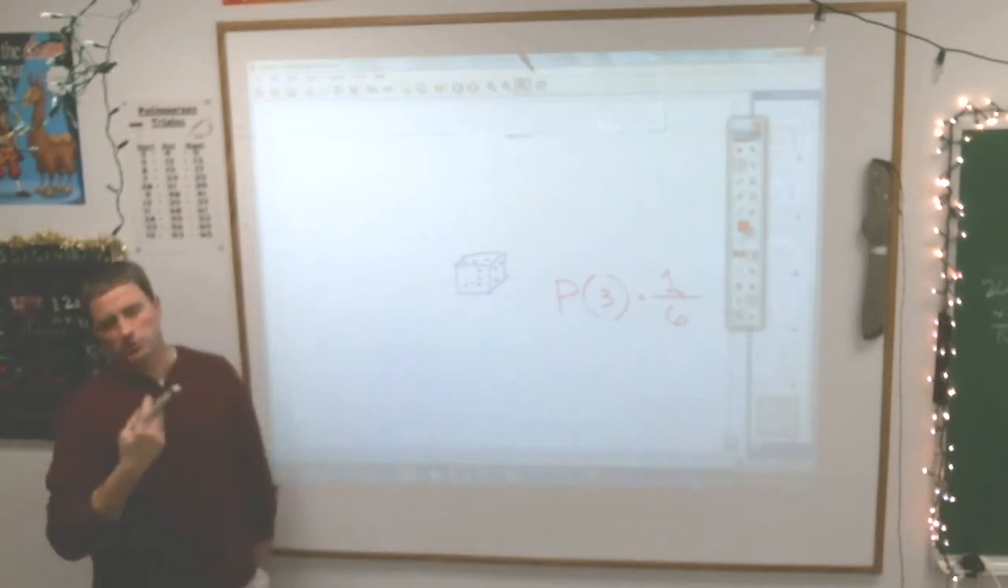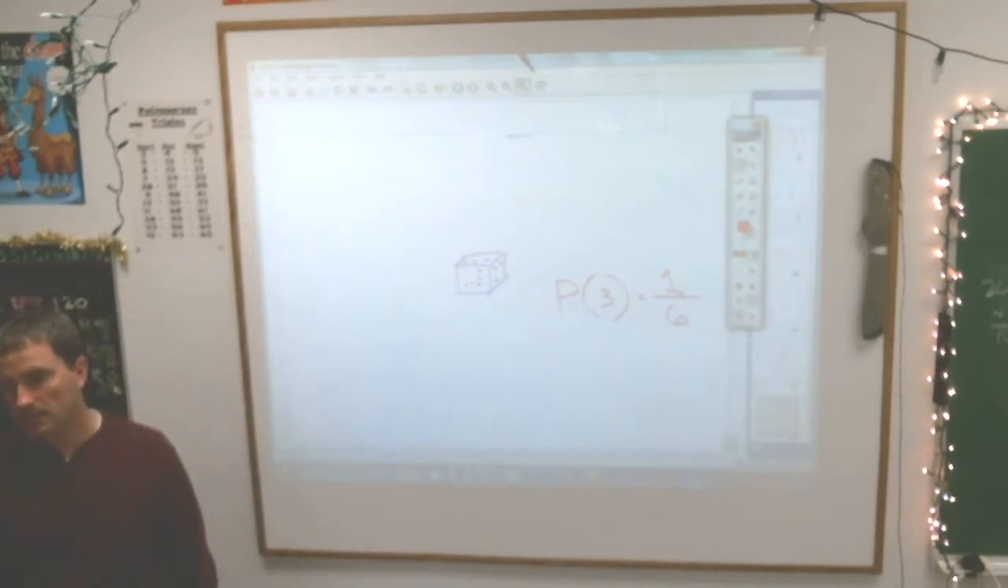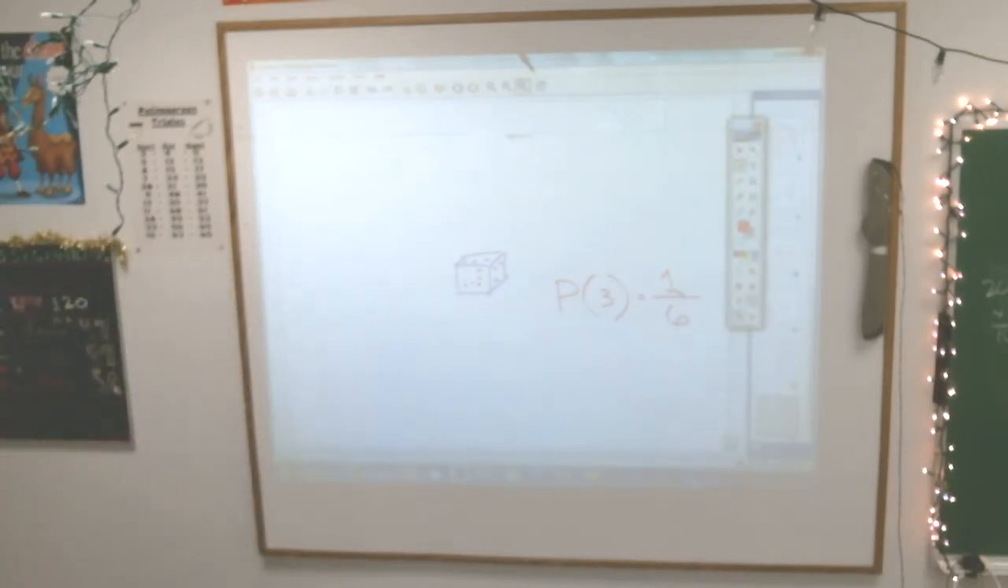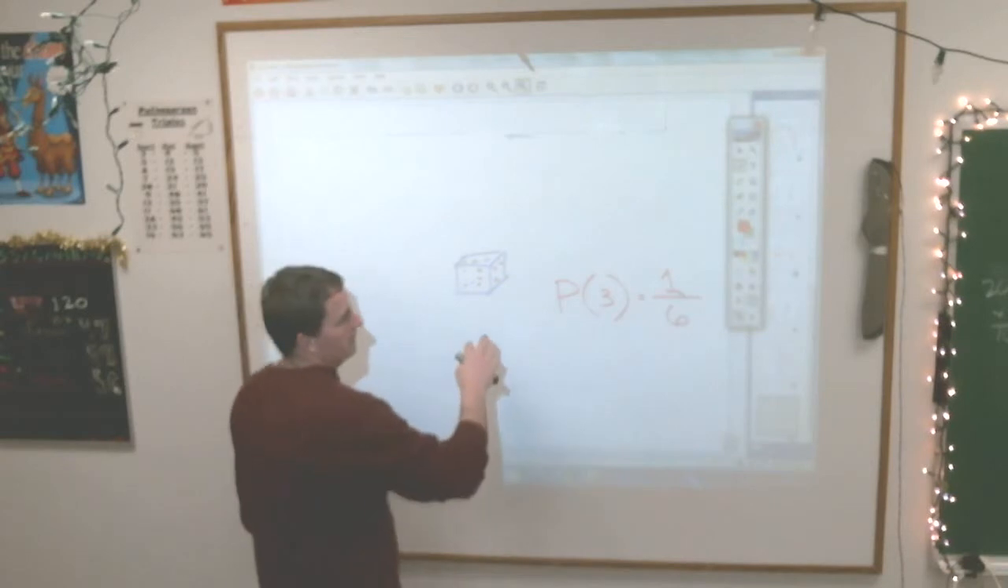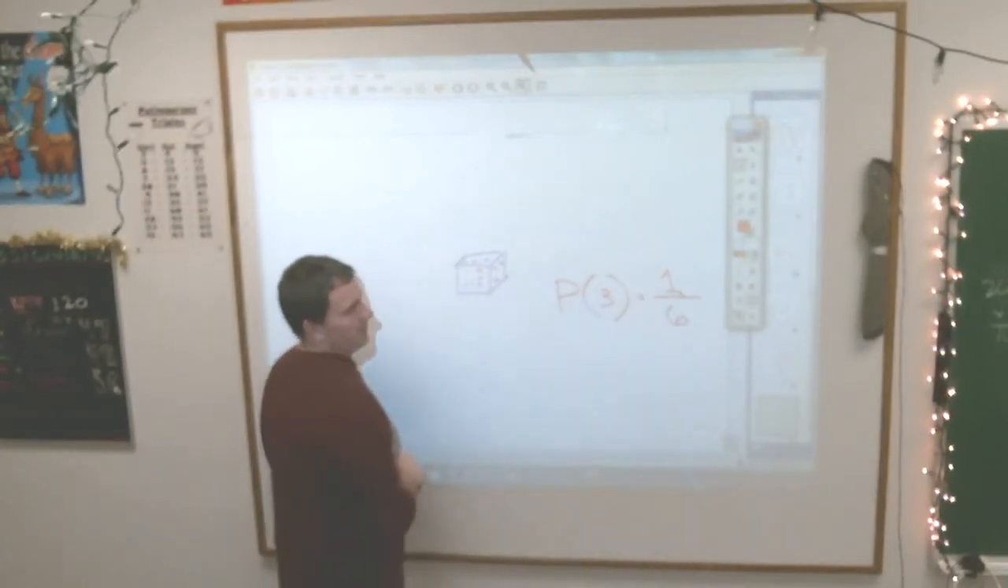So if you roll it 6 times, you should get it at least once. Now, does that mean that you couldn't roll it 3 times and get 6s, or get a 3 every time? No. But the odds, the probability, mathematically speaking, is going to happen to be that.